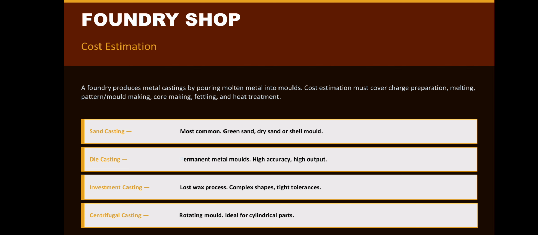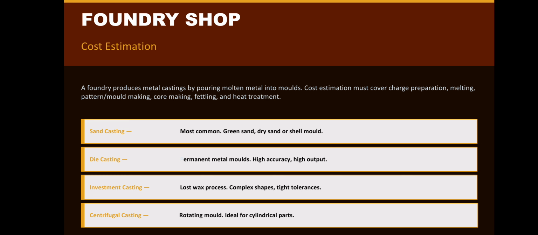The second one is the process scrap, that is weight of runners, gates, risers, etc. consumed as a part of process in getting casting. This is generally taken as 15 to 20% of the net weight of the casting. So the casting types include sand casting, die casting, investment casting, centrifugal casting, etc.